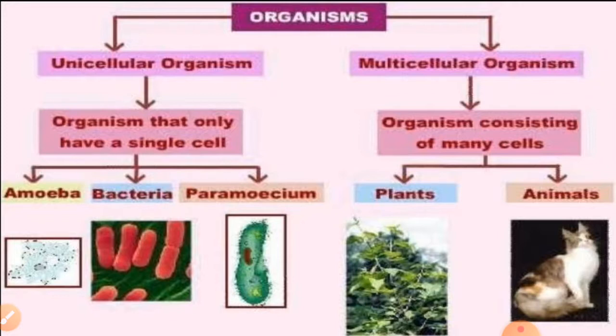So you can see, an organism that has only a single cell is called unicellular, and an organism that consists of many cells is called multicellular. For example, multicellular organisms are all types of plants and all types of animals, and unicellular organisms are paramecium, bacteria and amoeba.